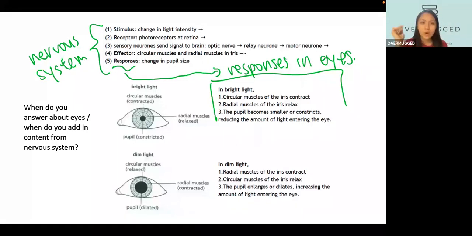When do you talk about everything together? When do you combine it all? And when is it enough to just talk about the eyes, like this part is enough? I don't have a specific guide for you, because my answer will always be that you must look at the question, right? You must look at the question.